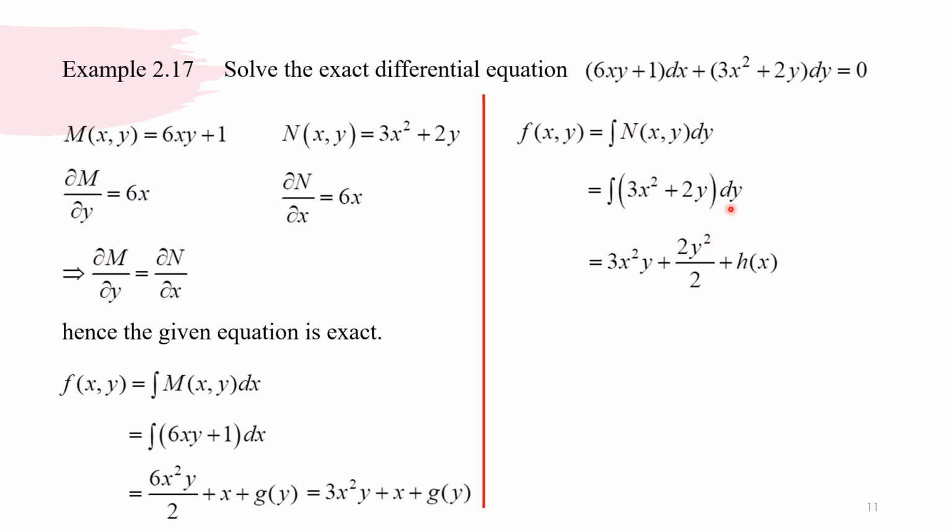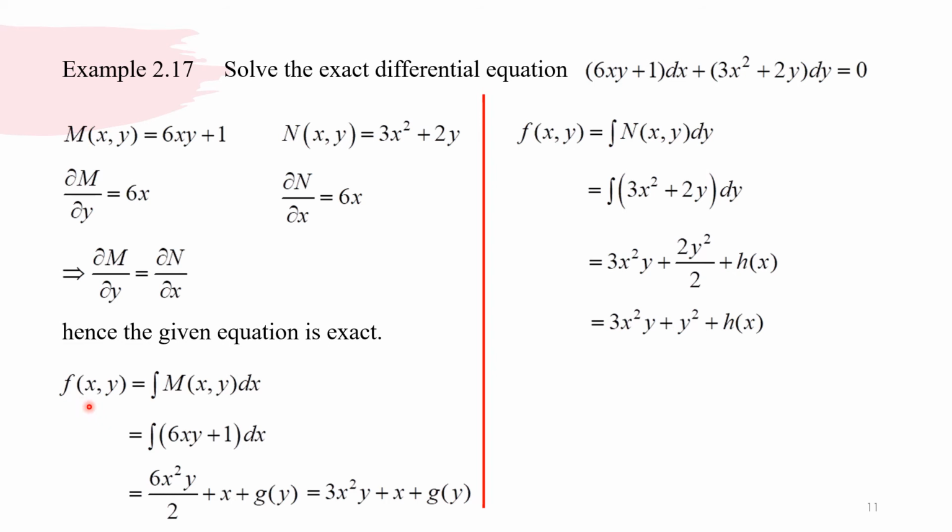Since we have considered x as a constant, we have to add a term indicating that, so we write that as h of x. Again, we can use other alphabets to represent this function in x. We don't have to use h. So f of x, y is 3x squared y plus y squared plus h of x. These two are the solutions for the exact equation, and they should be equal to one another.